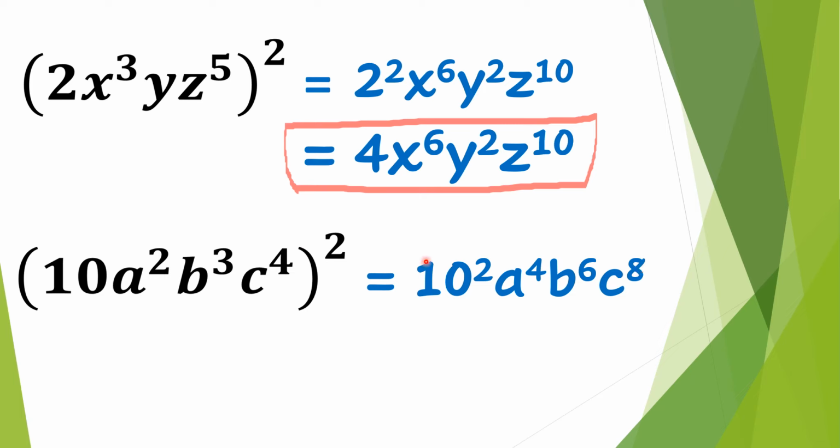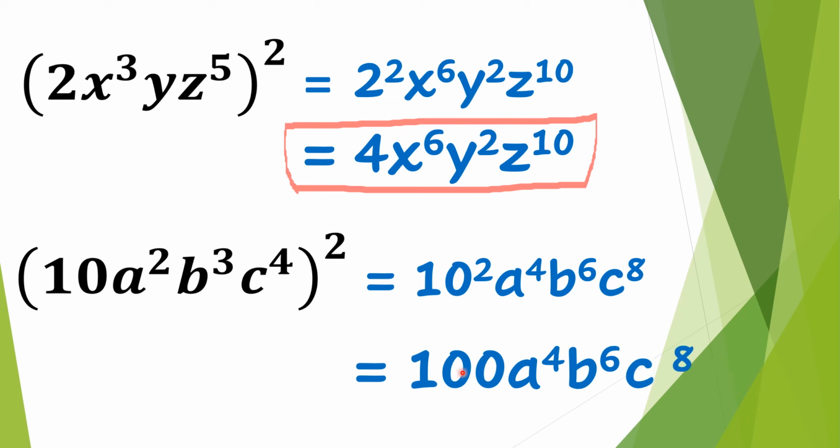And then since we have here number 10 raised to 2, isi-simplify natin yan. Ibig sabihin, 10 raised to 2 is, i-multiply mo ng dalawang beses si 10. Kaya 10 times 10 is equal to 100. Then just copy a raised to 4, b raised to 6, and c raised to 10. Therefore, this is our final answer.